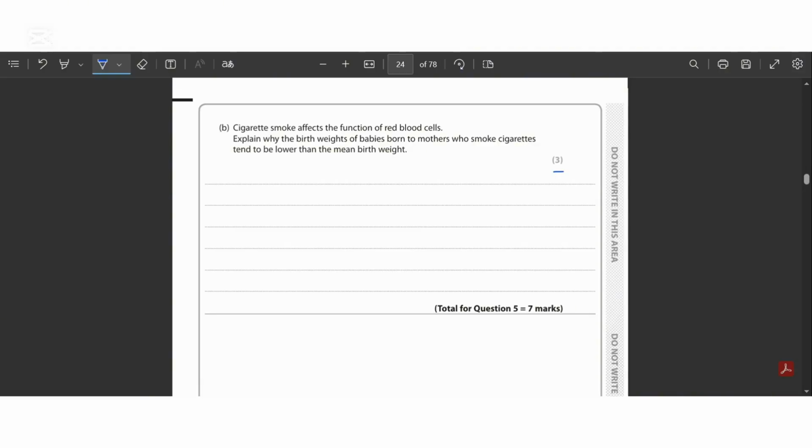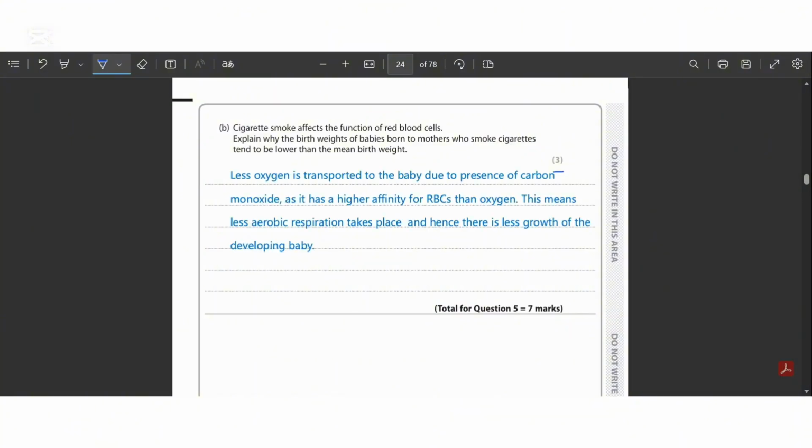Okay. Since we have discussed it, let's write down this answer. I have answered here that less oxygen is transported to the baby due to the presence of carbon monoxide, as it has a higher affinity for RBCs than oxygen. This means that less aerobic respiration takes place and hence there is less growth of the developing baby. You can also mention the carboxyhemoglobin formation. However, since it is a 3 marker, I have kept it to the point.